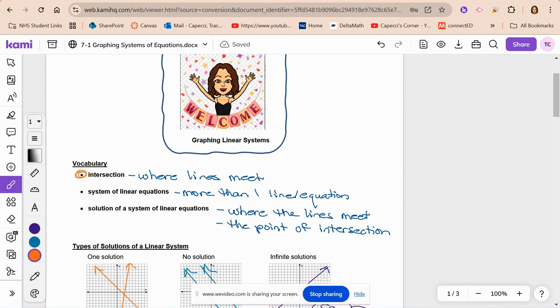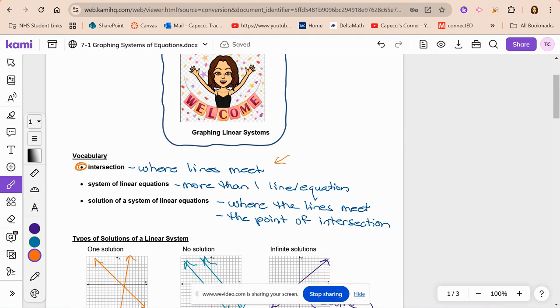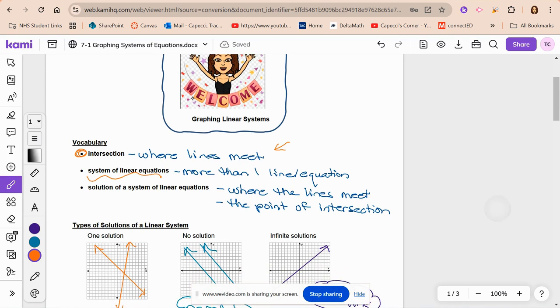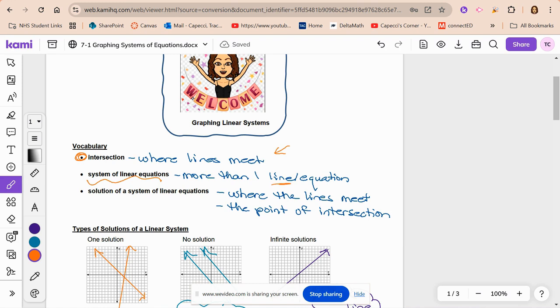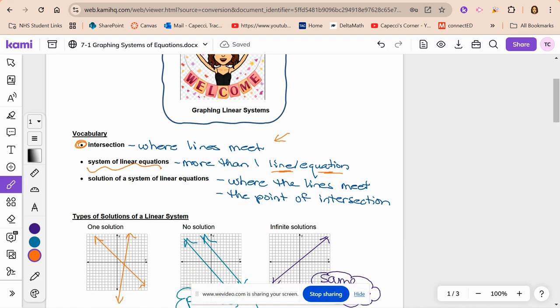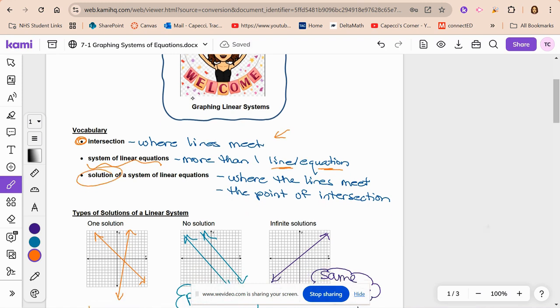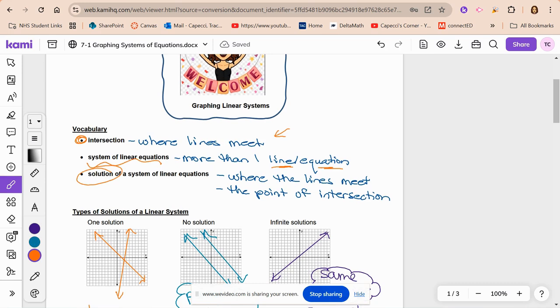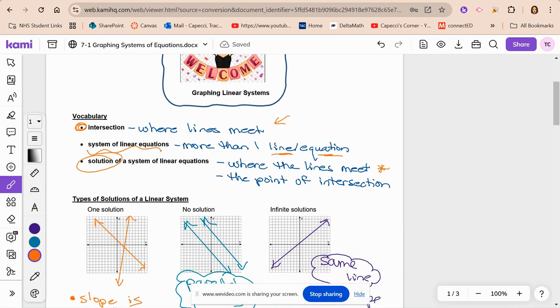So first, what we're going to talk about is intersection. We're going to be graphing lines today. So the intersection is where the lines are going to meet. A system of linear equations, which is what we're going to be working on in the next few lessons, is when we have more than one line or equation. Now, the solution of the system of linear equations, once we graph it, is going to be where the lines meet. So we are also going to call that the point of intersection.